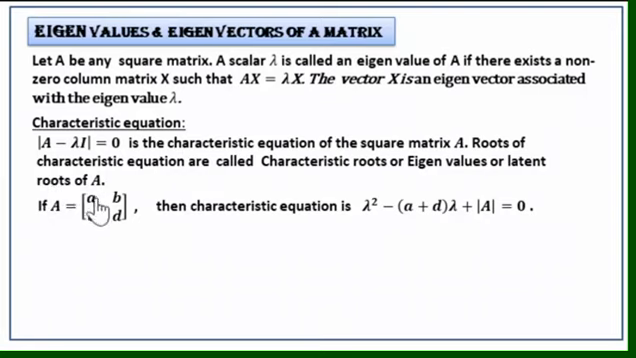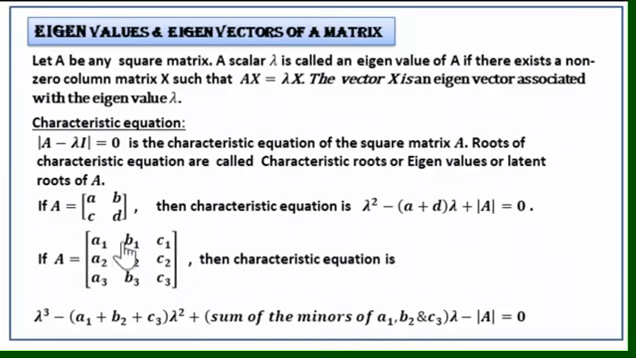Here a plus d is the sum of the principal diagonal elements of A, and then we have the third term, the determinant. Similarly, for a third order matrix A equal to [a1, b1, c1; a2, b2, c2; a3, b3, c3], we can prove that the characteristic equation is lambda cube minus (a1 plus b2 plus c3) lambda square plus (sum of the minors of a1, b2 and c3) lambda minus determinant of A equals 0. Here just note this, the lambda square coefficient is the sum of the principal diagonal elements of A, that is a1 plus b2 plus c3.